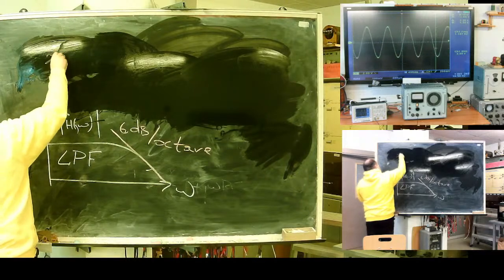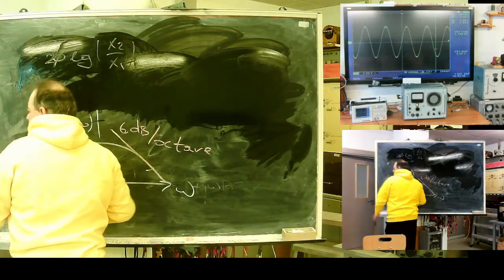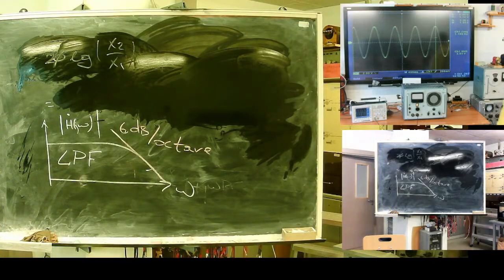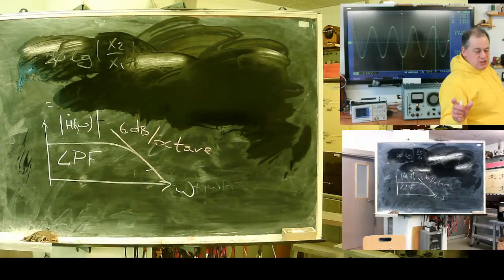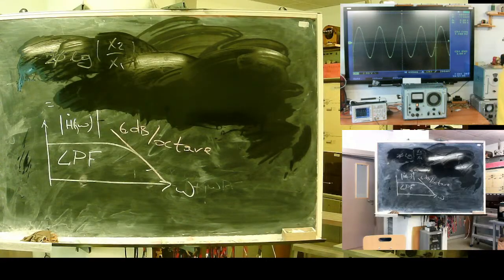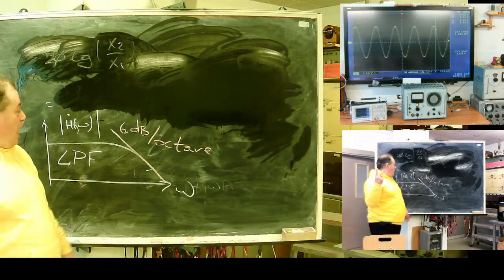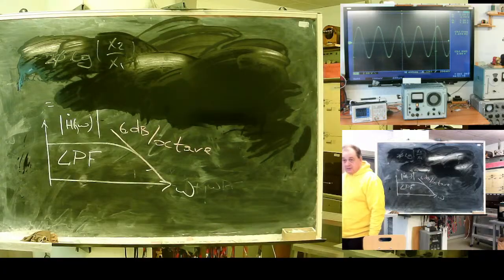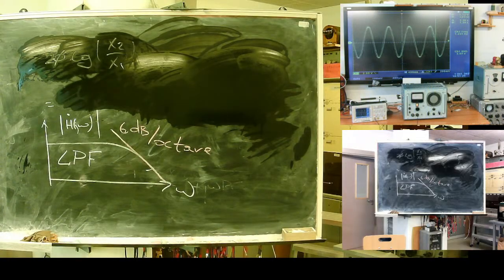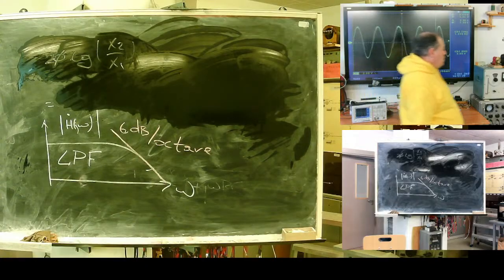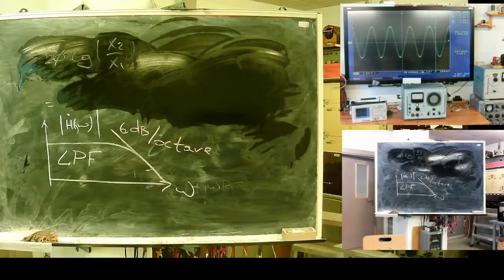Something in decibel will be 20 decimal logarithm of, let's say, x2 to x1. 6 decibel is approximately twice. Octave: within 1 octave, frequency changes 2 times. So 6 decibel per octave means if you increase frequency twice, output will drop also twice. Nice tiny low pass filter. For many applications, such a filter is sufficient.